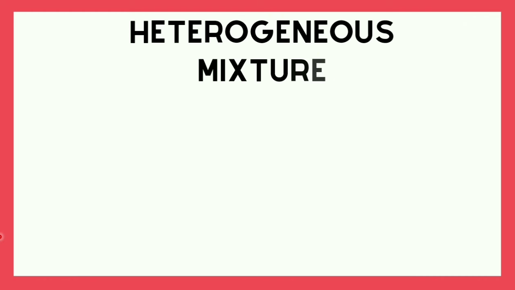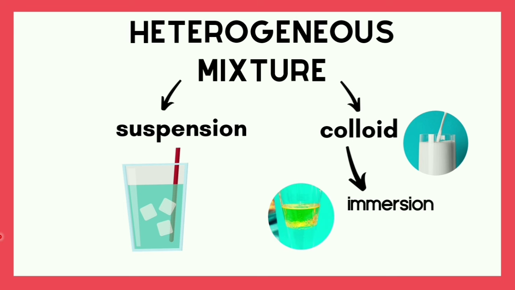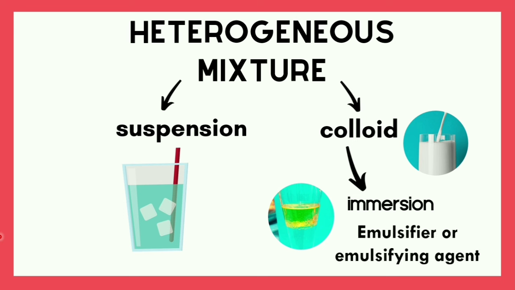Alright, we have just learned that a heterogeneous mixture has two types, suspension and colloid. We have also learned the difference between colloids and homogeneous mixtures, and that colloids have different kinds, but we only focused on one kind, and that is emulsion. Immiscible substances can be mixed together with the use of an emulsifier or emulsifying agent.